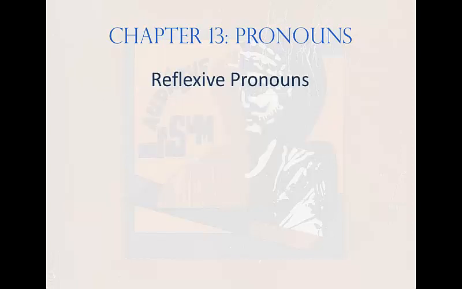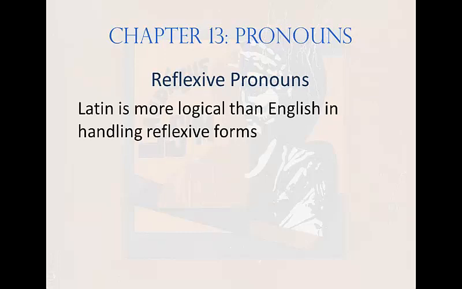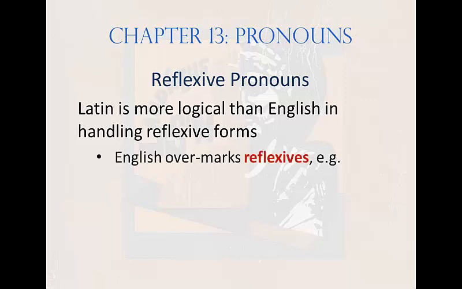Reflexive pronouns. This chapter entails study of a subject where you'll quickly come to see that Latin is more logical than English, namely, the formation and use of what grammarians call reflexive pronouns. Reflexive pronouns are pronouns that refer back to the subject, and English overmarks these forms. For instance, we say, I praise myself. Think about it for a second. You don't have to say self. You can just say, I praise me, and it means the same thing. So we overmark the reflexive by saying myself when we could just say me.